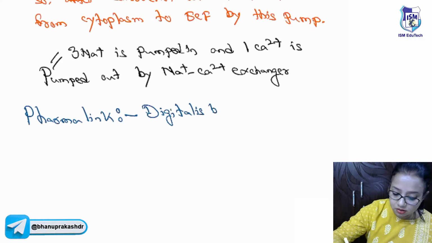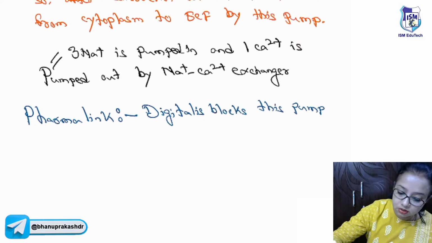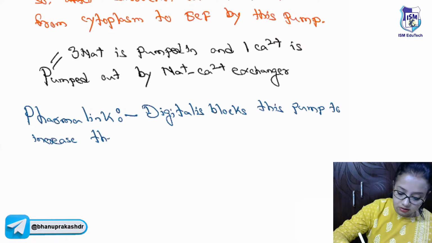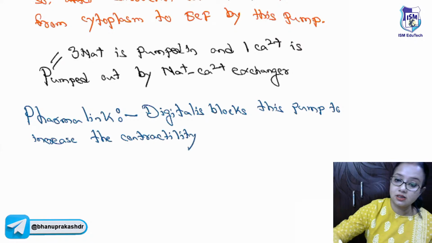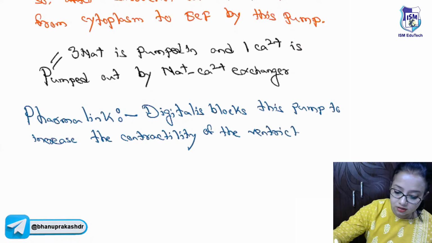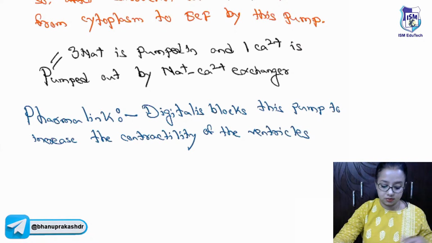Digitalis blocks this pump to increase the contractility of the ventricles. Okay, this is how it is important.